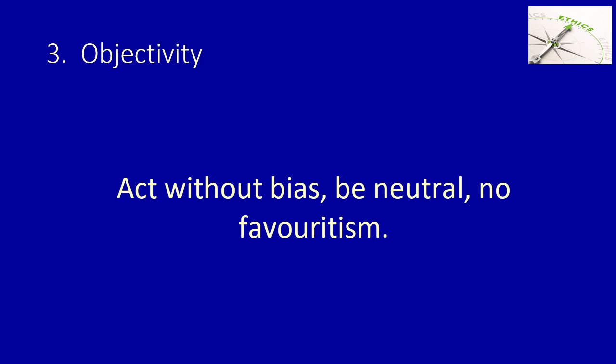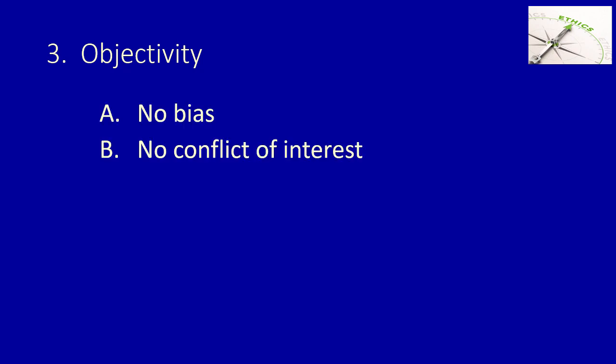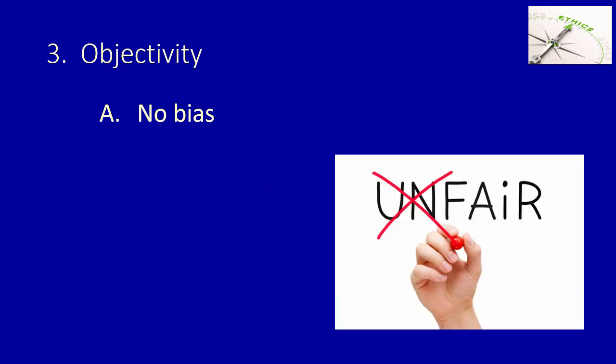To be more specific, objectivity can be divided into 3 things. A. Free of bias. B. Free of conflict of interest, and C. Free of undue influence by others. The first one, free of bias, we've already covered under fair. Don't forget, fair means no cheating, no bias, no self-interest.